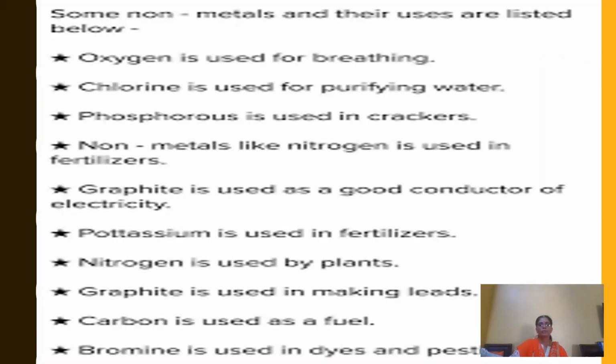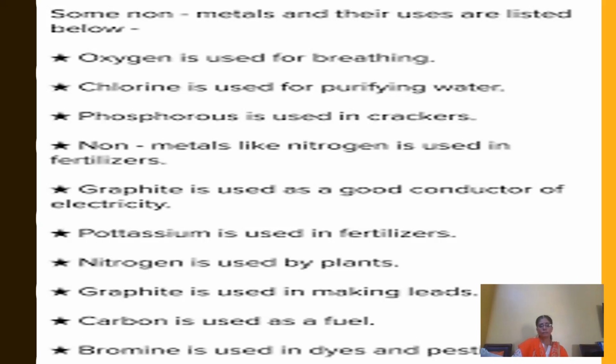And now next, coming to potassium. Potassium is used in fertilizers. And nitrogen, again, is used by plants, as we have already discussed. And graphite is also used in making pencil lead. And carbon is used as fuel. And bromine is used in dyes and pesticides. So these are some uses of important non-metals that we have studied.